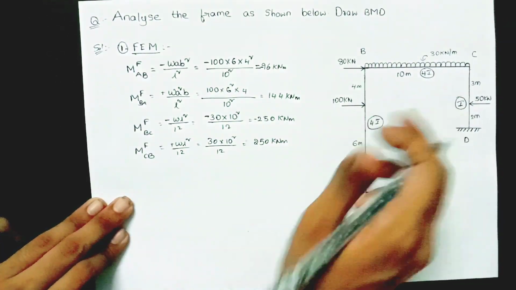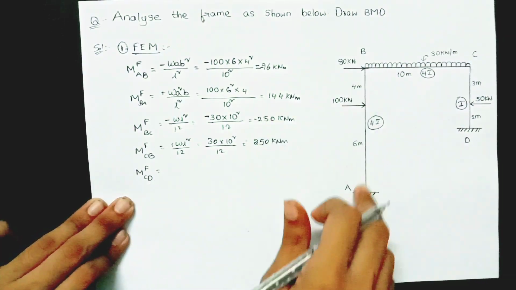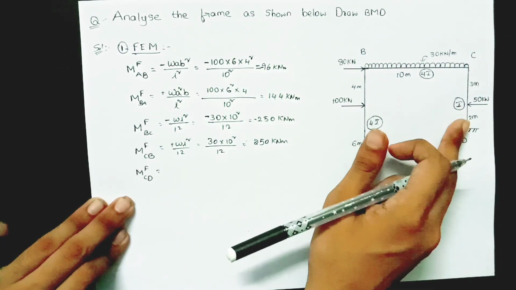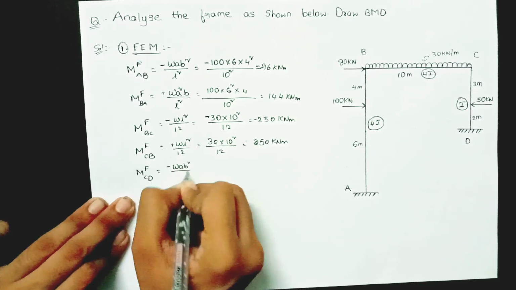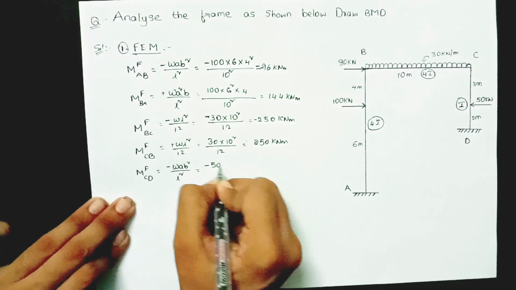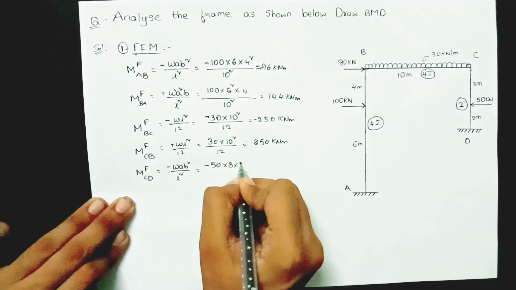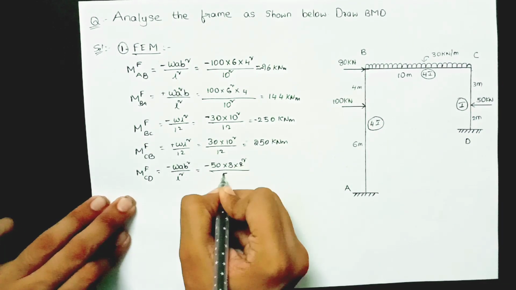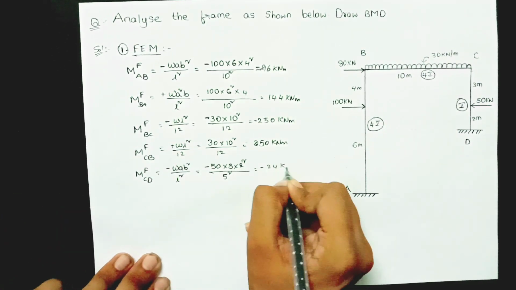Now take member CD. MFCD equal to, again in this case we have an eccentric point load. Similarly, in this case also having an eccentric point load, this is the formula: minus WAB square by L square. W is 50 kilonewton, so minus 50 into A is 3 meters and B is 2 meters, B square divided by L square. That means 3 plus 2, 5 square. So the value will be minus 24 kilonewton meter.